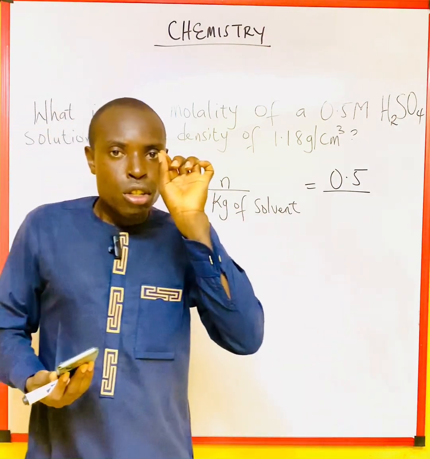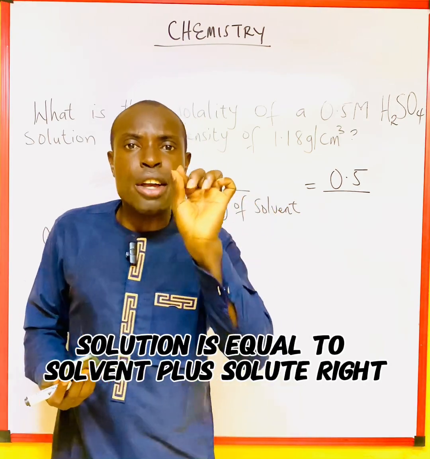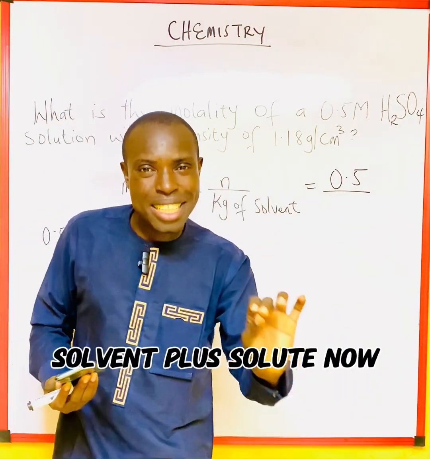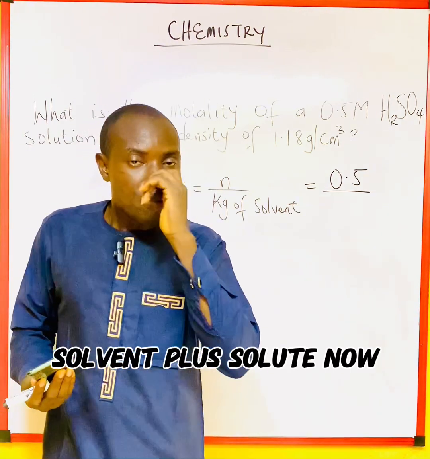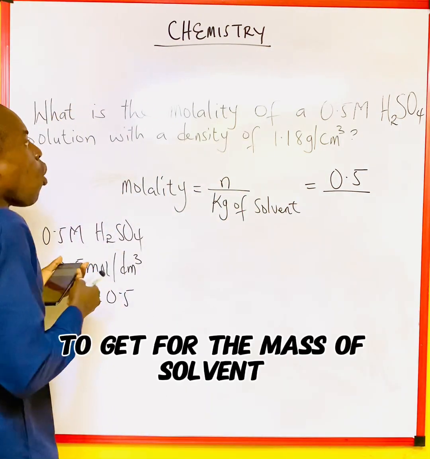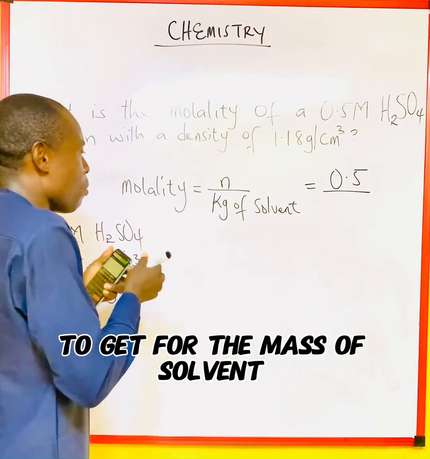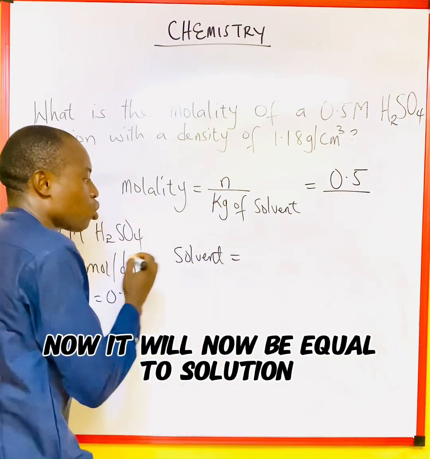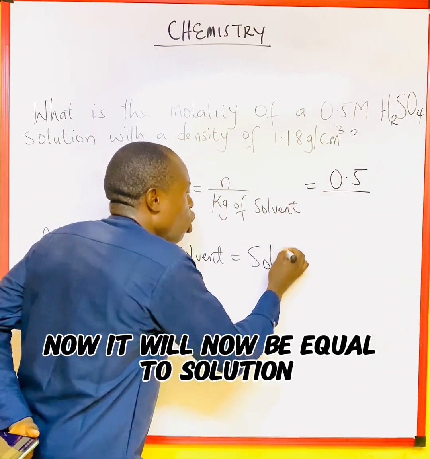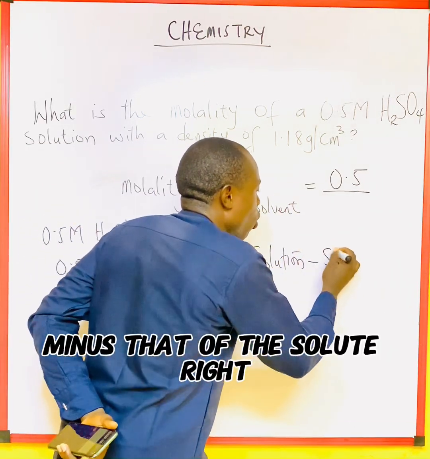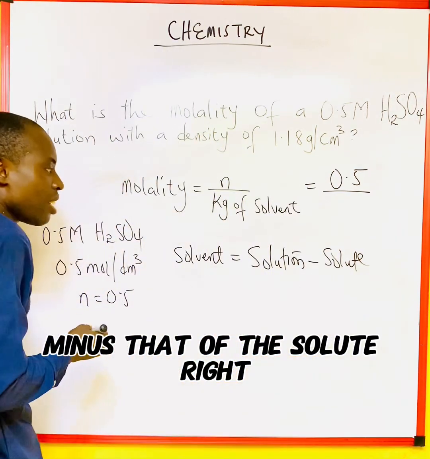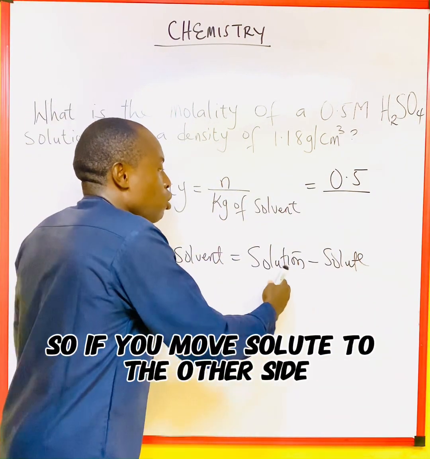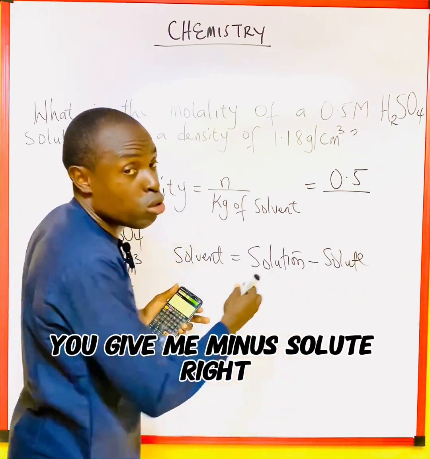Now, solution is equal to solvent plus solute, right? Now, to get for the mass of solvent, it will now be equal to solution minus that of the solute, right? Because solution is equal to solvent plus solute. So if you move solute to the other side, you give me minus solute, right?